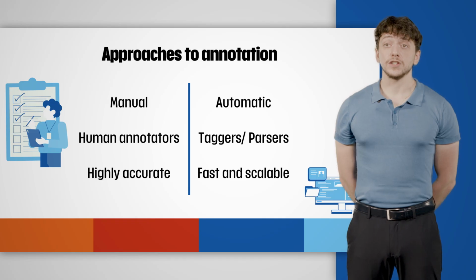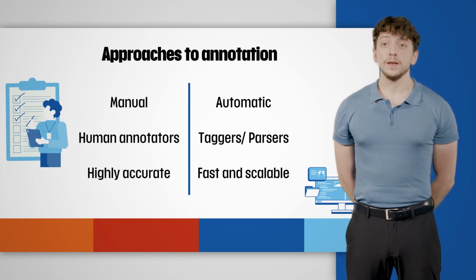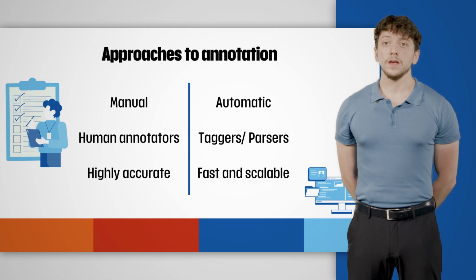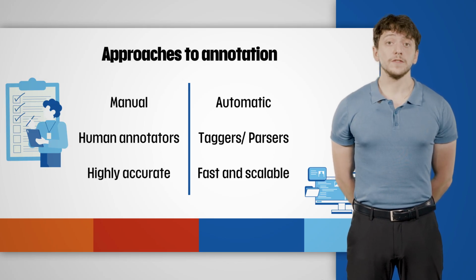So, how does annotation actually get added to a text? There are two main approaches to annotation: manual and automatic. Manual annotation is carried out by humans, following a detailed set of guidelines. It's time-consuming but highly accurate, and the results are used to create gold standard corpora, which serve as a benchmark for evaluating tools. Automatic annotation, on the other hand, is performed by software called taggers or parsers, which assign labels using trained models. While faster and scalable, automatic methods are not perfect, and the accuracy depends on the quality of training data and the complexity of the task.